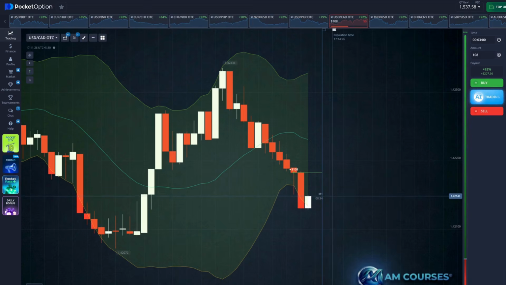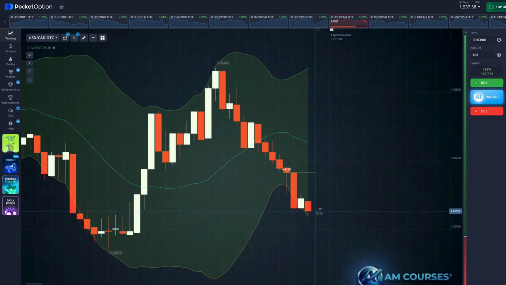Now here's where things went wrong. Right after my entry, instead of bouncing, price kept falling. Red candle after red candle. Sellers didn't care about that rejection. They pushed right through it. The lower Bollinger Band that was supposed to act as support, price sliced through it like it wasn't even there. You can see the trade marker sitting way above where price is now. The timer is counting down. Just seconds left. And price is well below my entry.